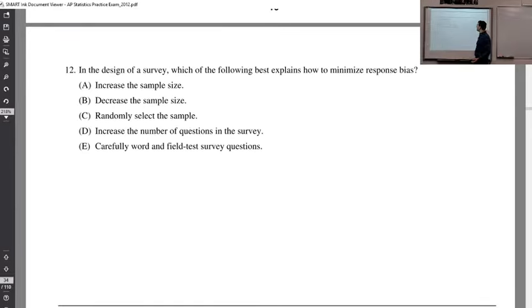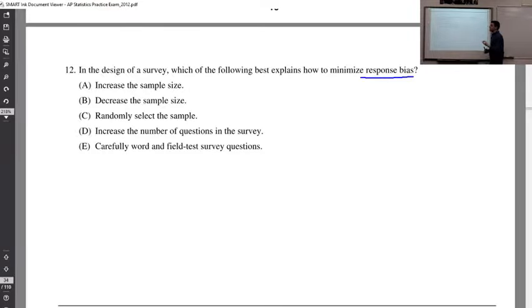Next one, 12. Response bias. First off, tweaking the sample size has to do with variability and not bias. So if we have a biased design or a biased method to do our experiment, and we just ask more people with our biased method, we're still going to get bias. So A, B, and C are out.